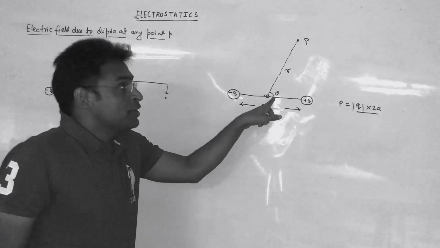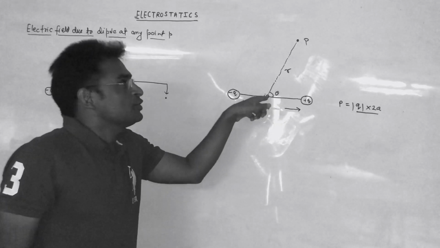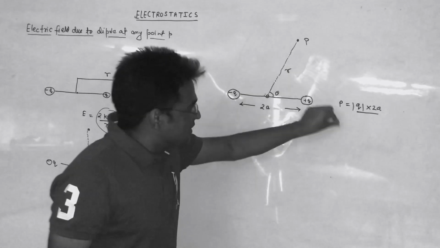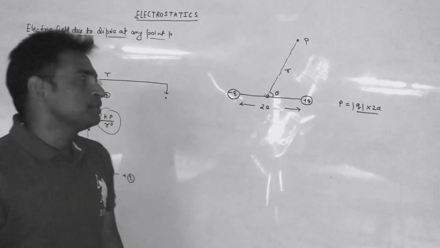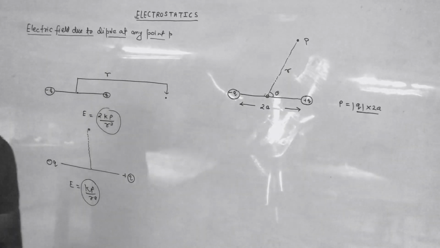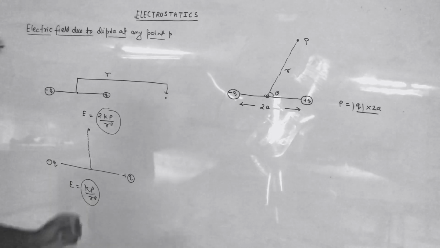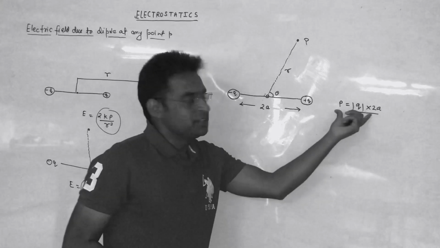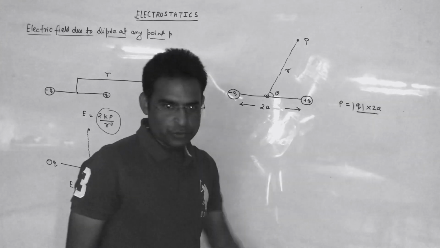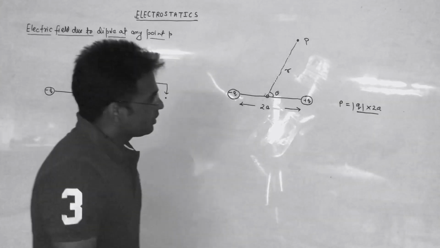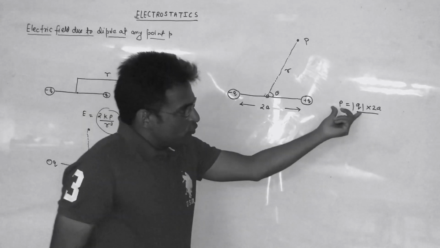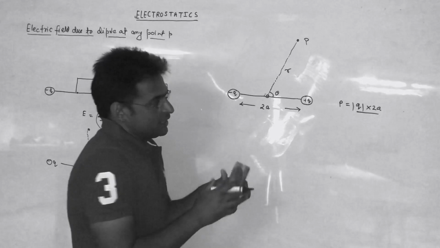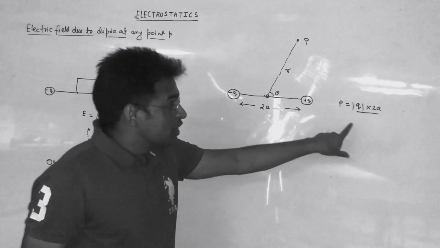See, if this angle becomes theta, and this angle becomes 90, so this is the equatorial line. And if this angle becomes 0, if I rotate this line and the angle becomes 0, it means this is the axial line. So what we can do over here is divide this dipole into two components. See, the dipole moment will be p equal to q into 2a. Now I divide this dipole moment, a vector quantity whose direction is from negative charge to positive charge, into two components.